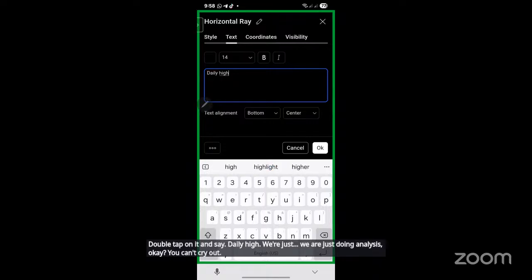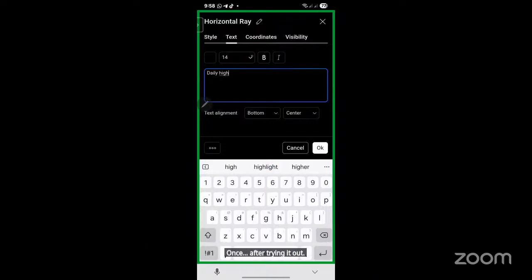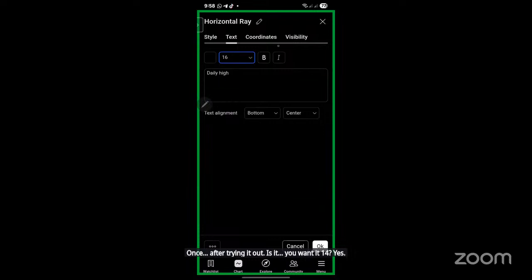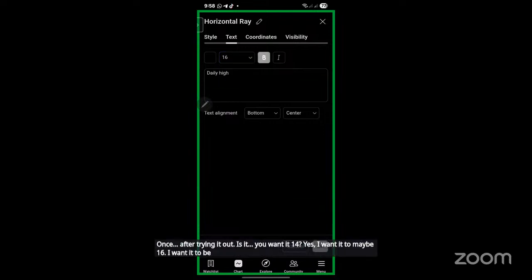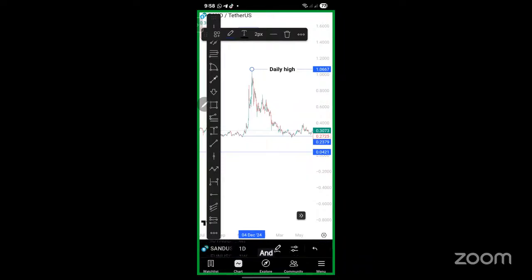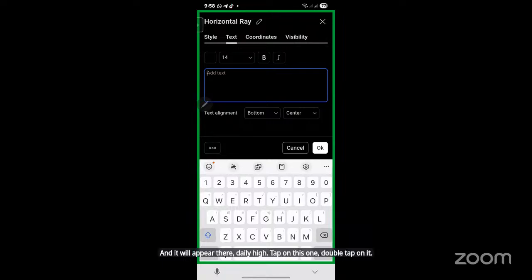Once you have tried it out, do you want it 14? Yes, I want it maybe 16. I want it to be bold, but I don't want to italicize it. Okay, I leave italic. I say I want it at the bottom, in the middle. I want it in the center. I say okay, and it will appear there, daily high. Okay, tap on this one, double tap on it, and say daily low.